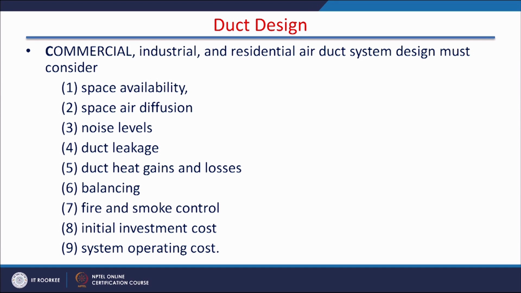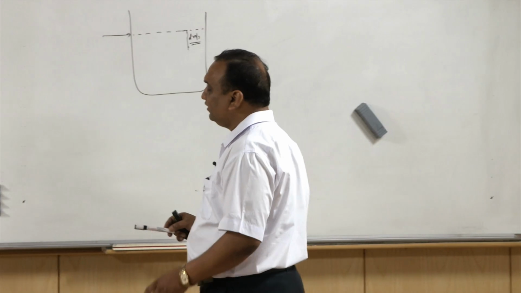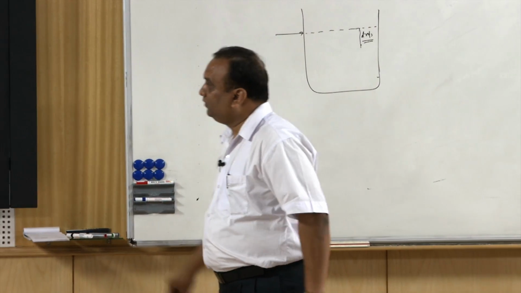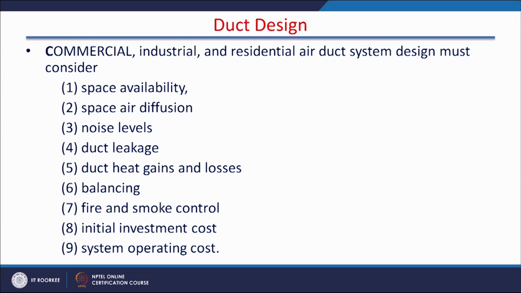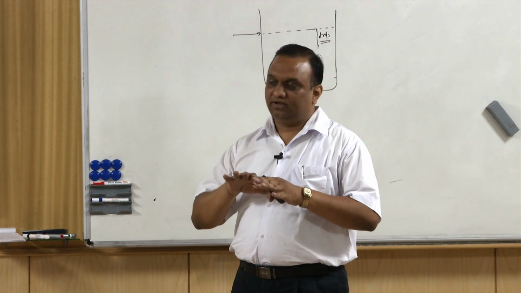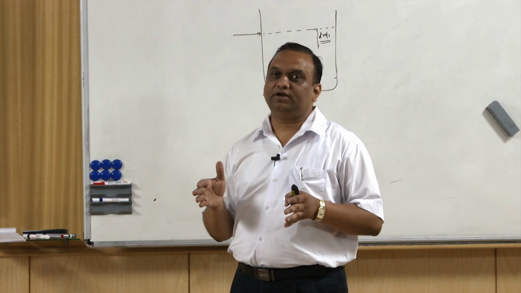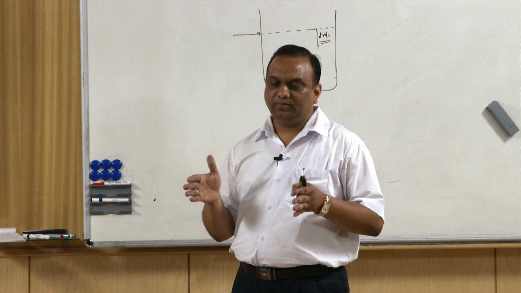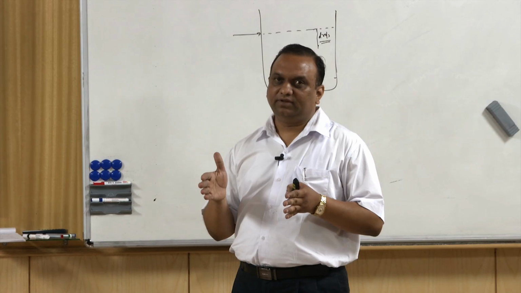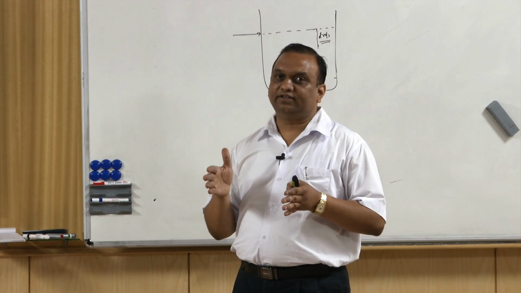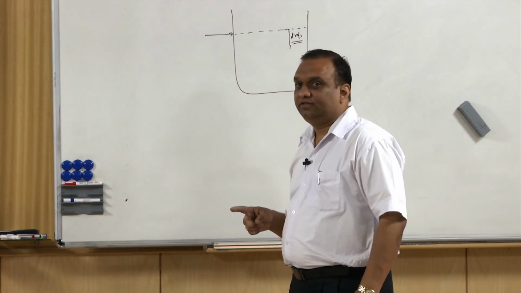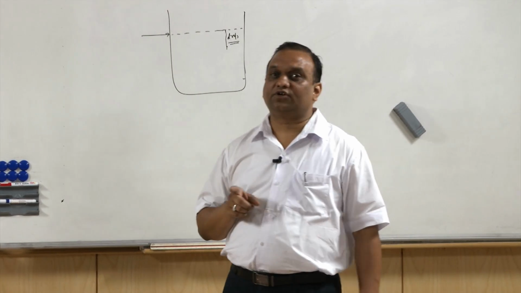Now, for designing a duct, commercial, industrial and residential air duct system design must consider the following points: available space, that is, how much space is available for air distribution, space air diffusion, and noise level. Cost also has to be taken into account. If you reduce the diameter of the duct, the cost will reduce, but at the same time velocity will increase, which will subsequently lead to a friction pressure drop inside the duct.